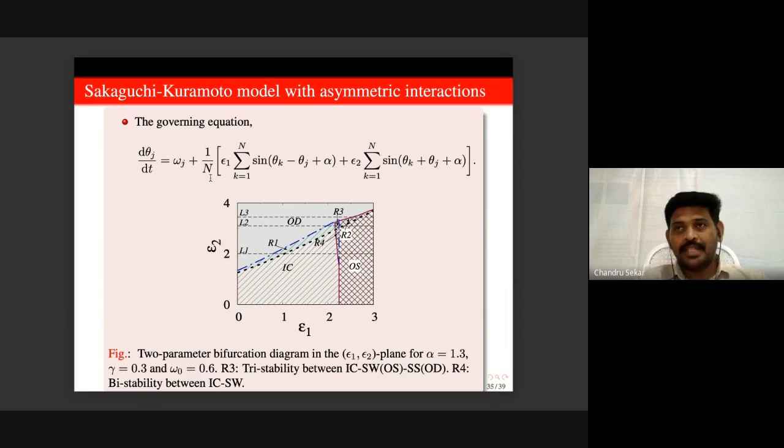Previously the transition from incoherent to standing wave always happened through a second order transition. But here we have identified that up to some critical value of epsilon 2, it happens through a second order transition. After that, it takes a first order transition. So with the introduction of the asymmetric parameter, we have tri-stability, and also one more extra bistability region in the Kuramoto model.